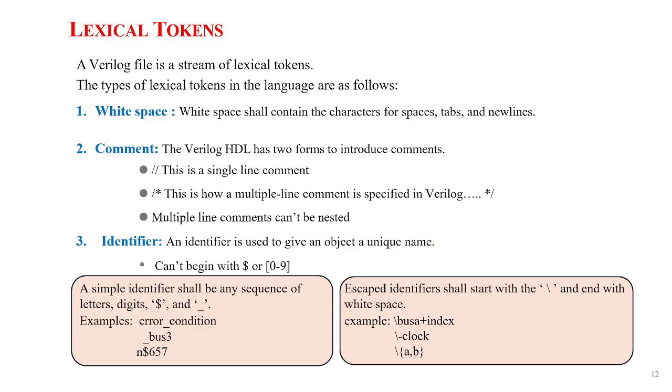Typical lexical tokens are like white space. White space contains the characters for space, tabs, and new lines. When you are writing any code, it can start with comments. Comments are single line comments and multiple line comments.